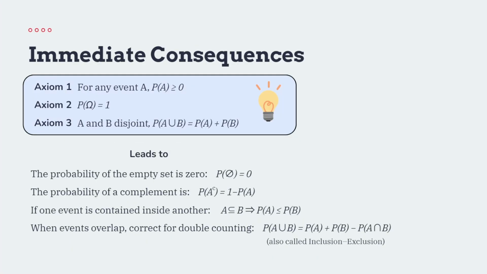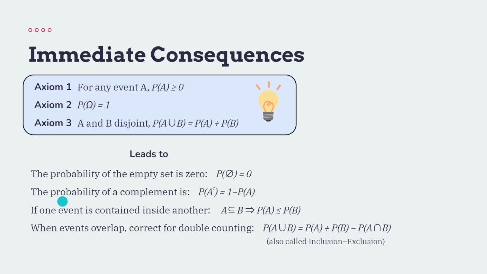The three axioms of probability lead to the following consequences. First one, the probability of the empty set is 0. This is caused by the first axiom of non-negativity, which we talked about in the previous slide.